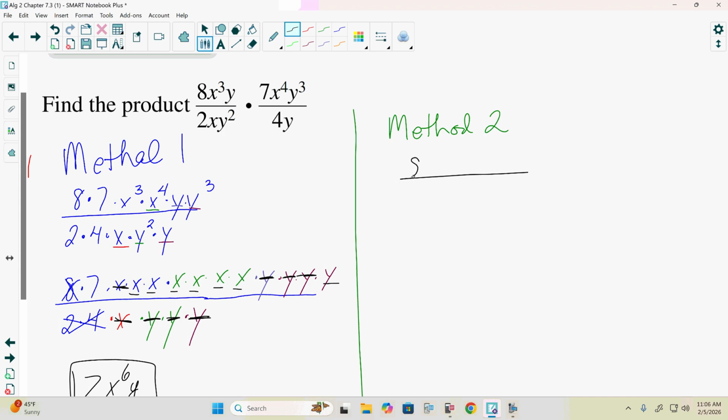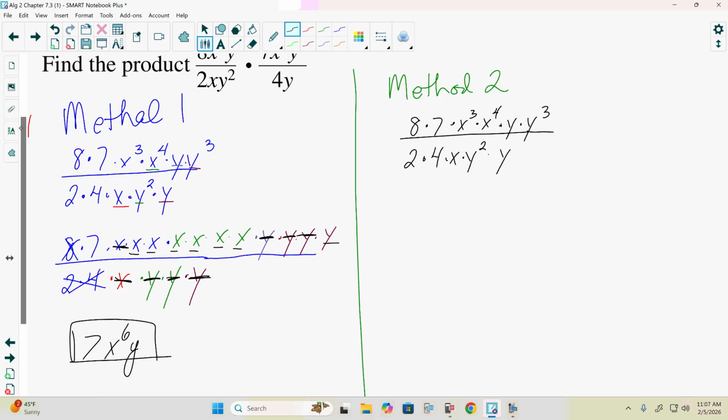I'm going to still do the same thing. If rewriting it helps, rewrite it. We have 8 times 7 times x to the 3rd times x to the 4th times y cubed, over 2 times 4 times x times y squared times y. And yes, first step, either method, we get to the same spot. We don't necessarily have to do this spot. And you'll see it here in a second because we're going to multiply.